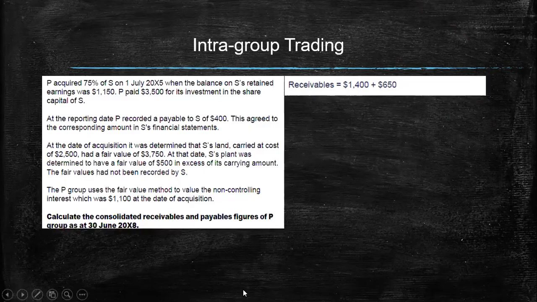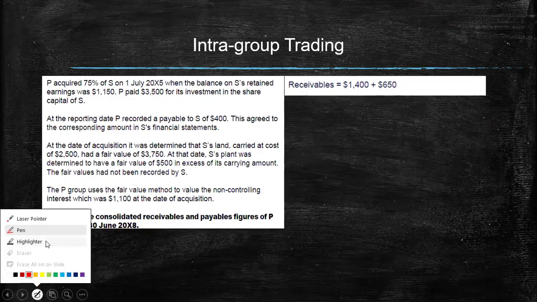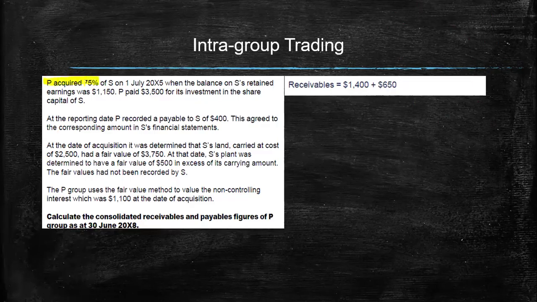So let's say we have a scenario here, right? We have a parent, P, acquiring 75% of subsidiary S on 1st July 2015. So that is the acquisition date. We have the retained earnings given, and we have some extra information here as well. We just need to look for the information relevant to our intra-group adjustments. P paid 3,500 for its investment, so we have the consideration amount. Again, we don't really need these in this scenario.